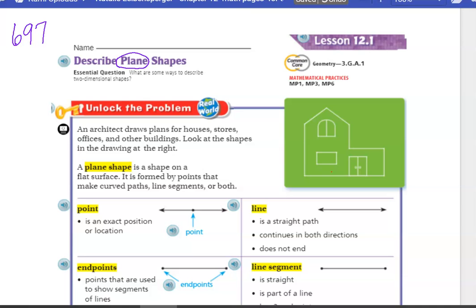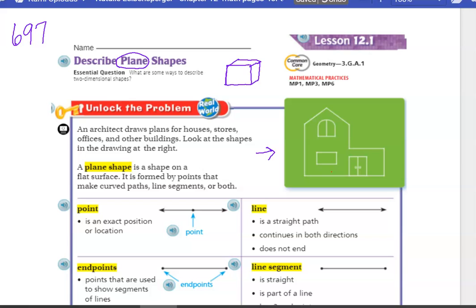So let's take a look at that word plane. The word plane shapes basically means a flat shape. So it's not an object such as a cube, which is a three-dimensional shape. These are flat shapes that you see here on this diagram, this house on the right side. So let's read our problem. An architect draws plans for houses, stores, offices, and other buildings. Look at the shapes in the drawing at the right. Go ahead and pause the video and think about some of the shapes that you see to the right.